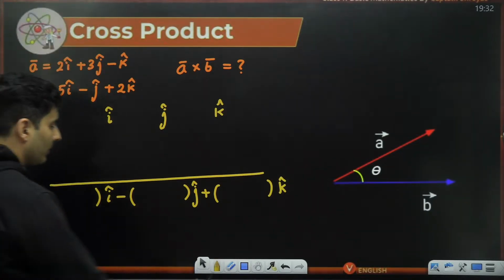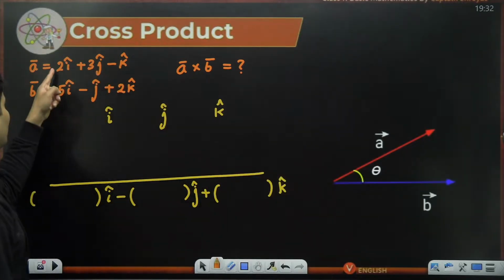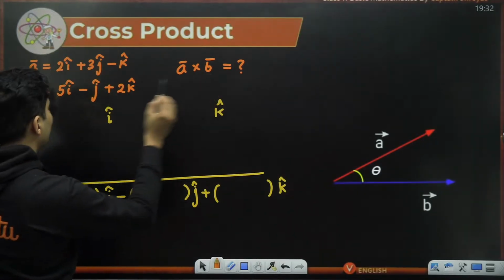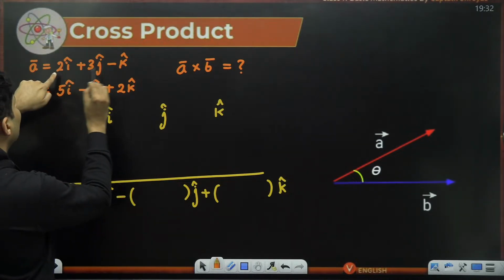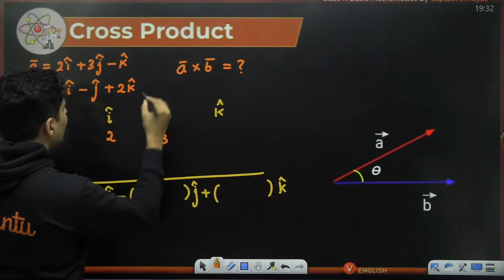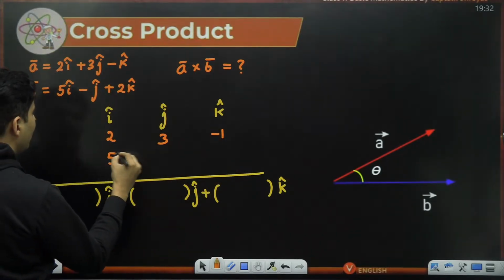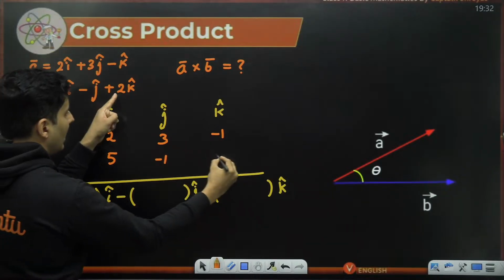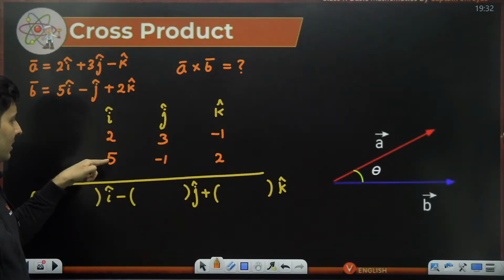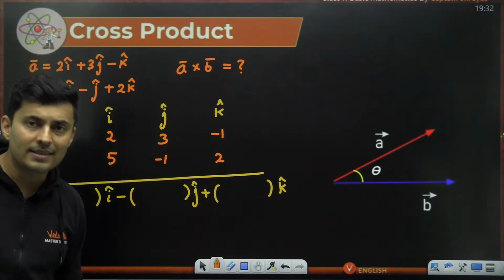Then, next step, just write down those numbers which are below I, j, and k. In order, A cross B is asked. So first A: 2, 3, and minus 1. So I cap is 2, j cap is 3, k cap is minus 1. Then comes B: 5, then minus 1, and then 2. If it was B cross A, then B will come in the first line, then A will come in the last line. This is the second step.